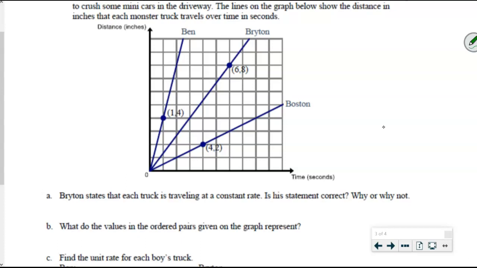Talk at your tables. We're not going to pause. We're just going to talk at our tables and be ready to discuss in about 20 seconds. Ready, set, go.